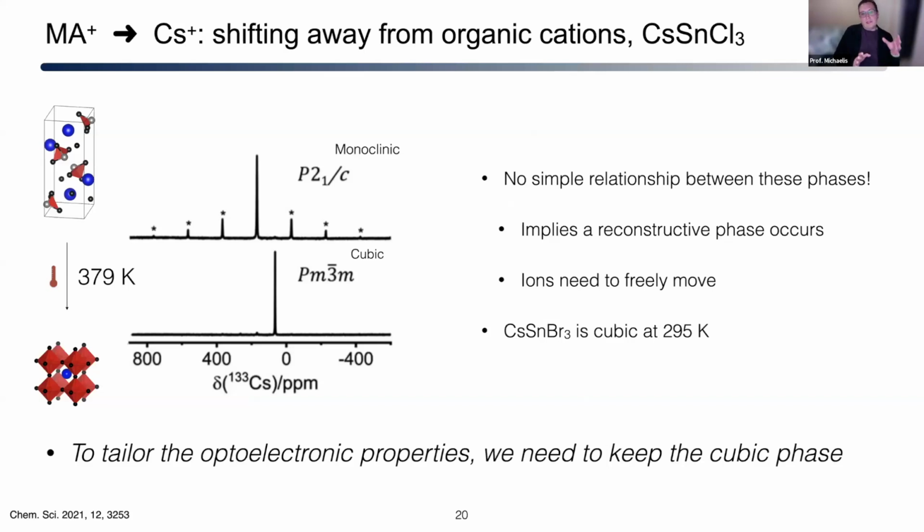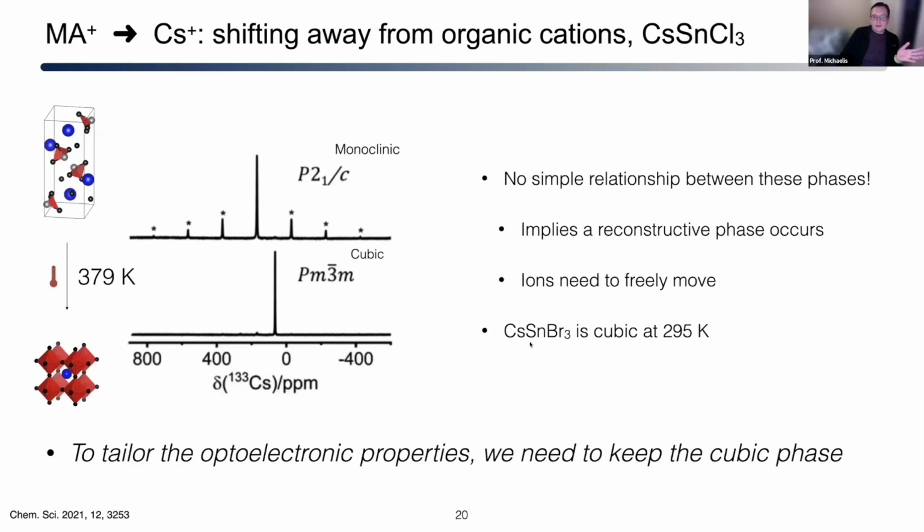So one way we shifted from this was to look at methyl ammonium, but instead of using an organic cation, we went with an inorganic cation. This should at least stabilize the material long enough that we can actually start looking at it and learn something about it. What you can see here, though, for the chlorine version, is that you have this monoclinic phase, and it goes to a cubic phase as you go up to about 380 K.